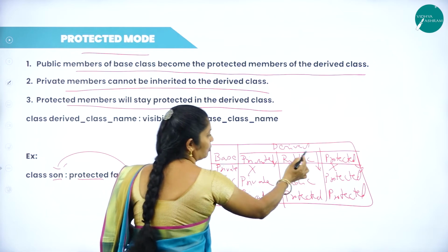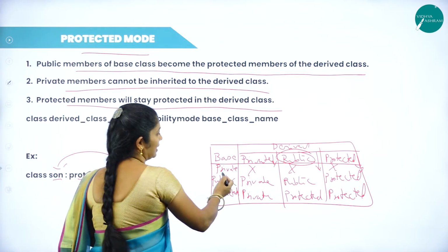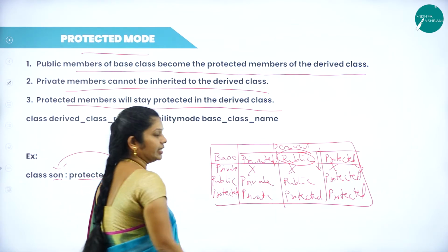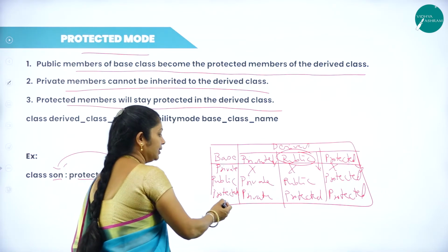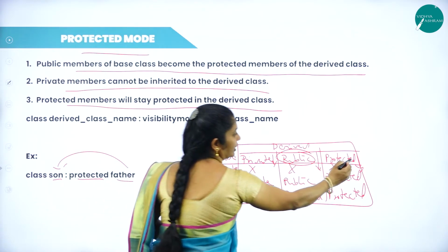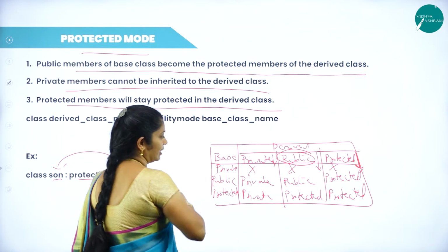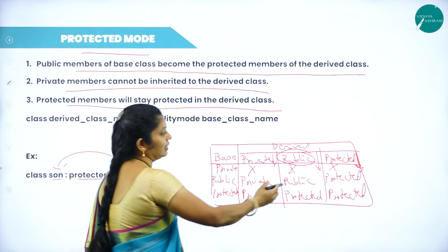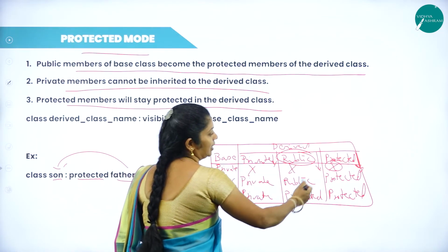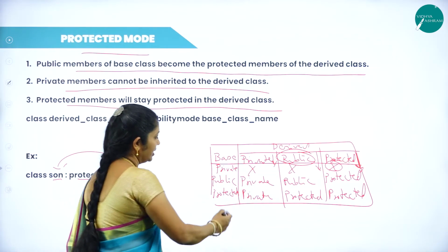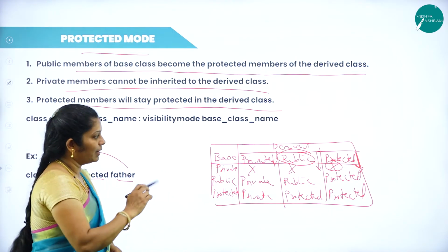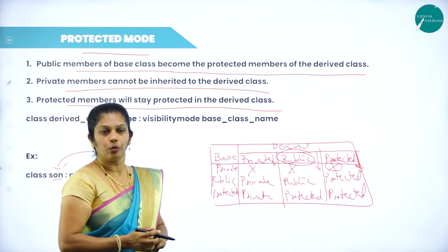If the visibility mode is public, then in the base class if it is private, it cannot be inherited. If the base class member is public, then in the derived class it is also public only. In the base class if it is protected, in the derived class it is protected. Then for protected mode, the same pattern: in the base class if it is private, in the derived class it cannot be inherited. If it is public in the base class, it becomes protected in the derived class. If the base class member is protected, then in the derived class also it is protected. Like this pattern, you can remember the visibility modes.